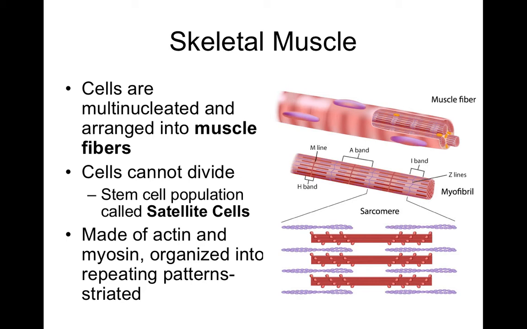Now, these cells, skeletal muscles, cannot divide. They do have satellite cells that allow for growth and repair, however. And this right here is the sarcomere. This is the functional unit of the skeletal muscle, which we will go into more depth in just a few lectures.